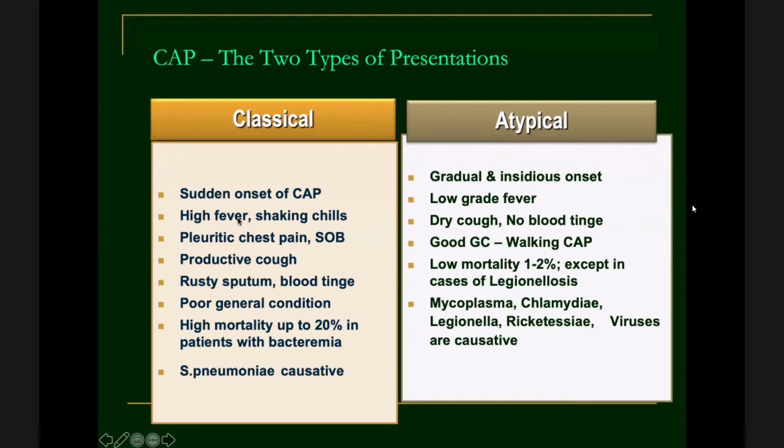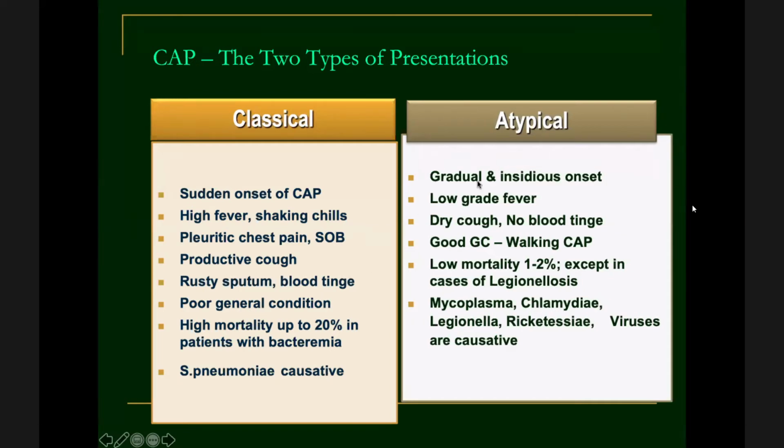The patient will have a high fever, second chills, pleuritic chest pain, shortness of breath, pleuritic cough, rusty sputum, and blood-tinged sputum. The patient has a poor general condition, and there is a high chance of mortality, up to 20%, in patients who have bacteremia. Streptococcus pneumoniae is the most common causative organism.